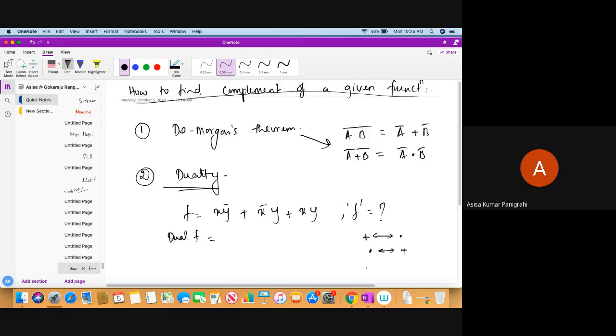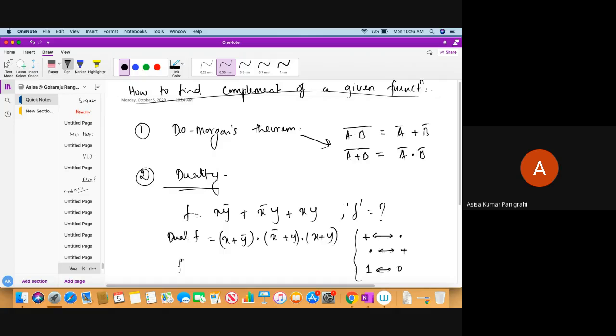Okay, and also if any identity element is present, you can interchange it. So this is my dual. You need to find out the dual. It's very simple. What you need to do is just interchange: x y bar, or x bar and y, and x or y. Okay, this is my dual f.